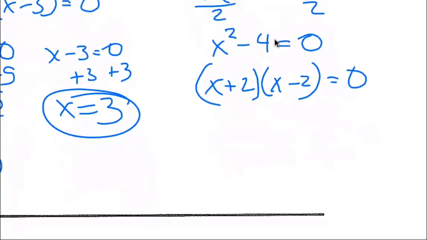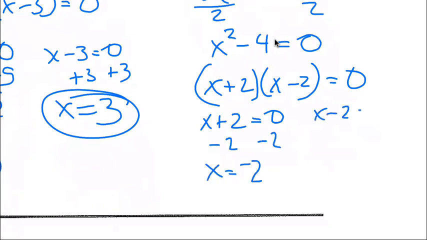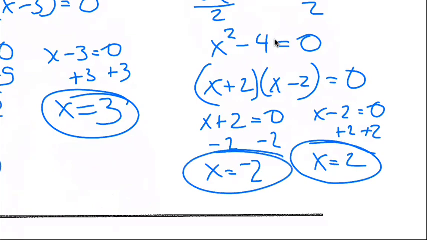And then finding my zeros, I go x plus 2 equals 0. Subtract 2, x is equal to negative 2. I go x minus 2 is equal to 0. I add 2, x equals 2. There are my zeros, or my roots, or my x-intercepts.